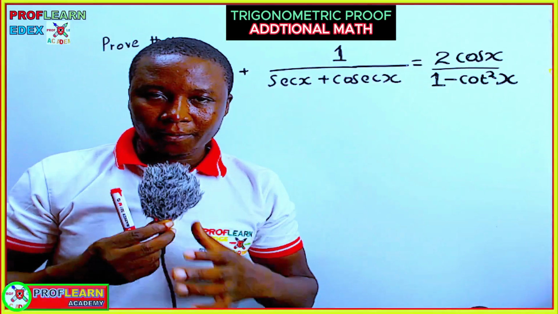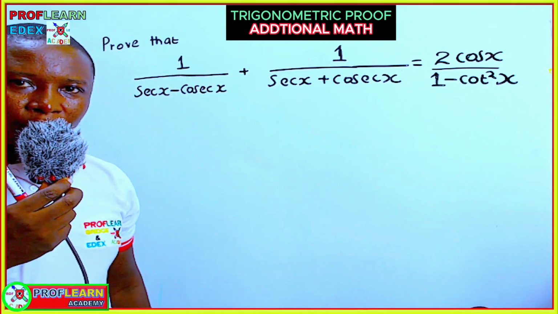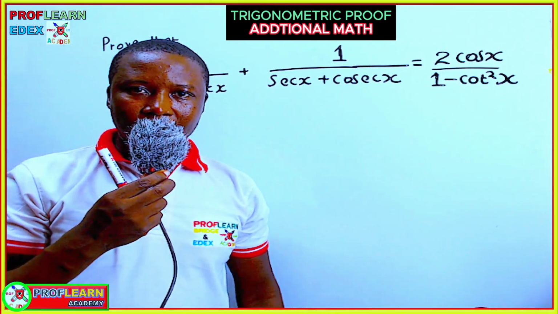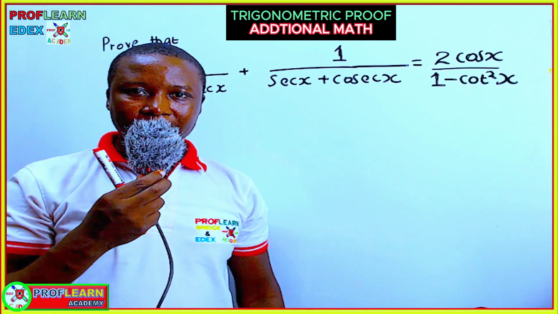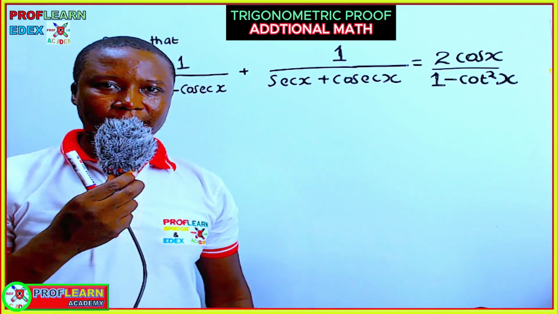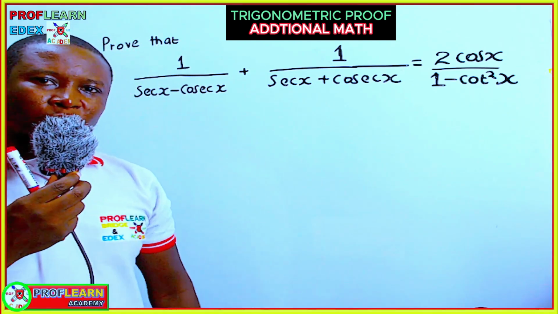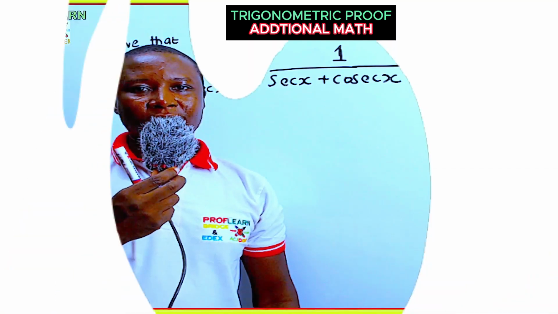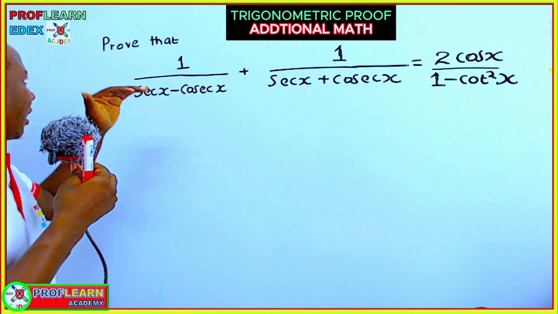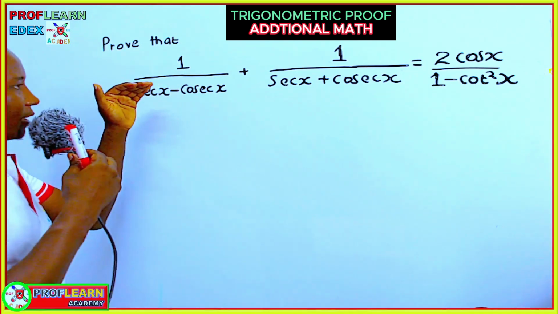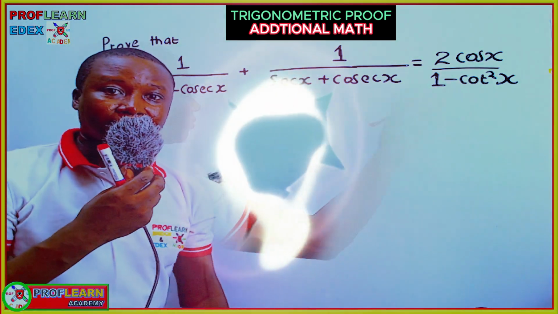In this question, we are told that 1 over sec x minus cosec x plus 1 over sec x plus cosec x is equal to 2 cos x over 1 minus cot squared x. Now, how can you prove that the left-hand side is the same as the right-hand side?